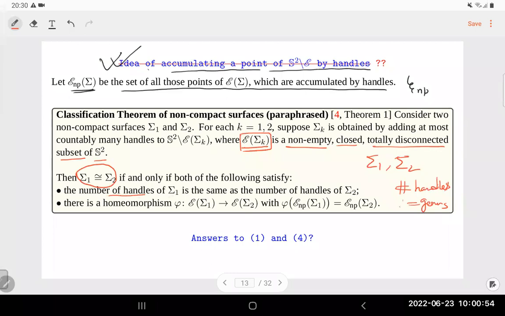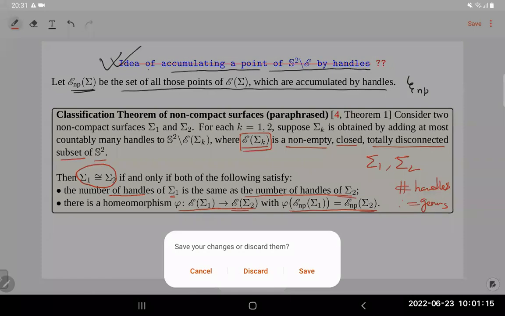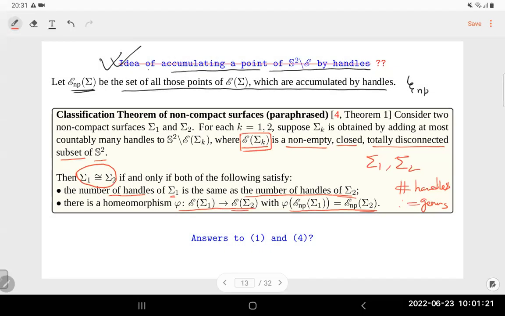So the number of handles of sigma 1 is the same as the number of handles of sigma 2, and there exists a homeomorphism from puncture set to puncture set, sending the non-planar puncture set to the non-planar puncture set. This is the classification theory, roughly. Well, it is a paraphrased version, so it is not the exact version. At the end, I'll consider the exact version of the classification theory. It is kind of a short or deformed version of the classification theory.